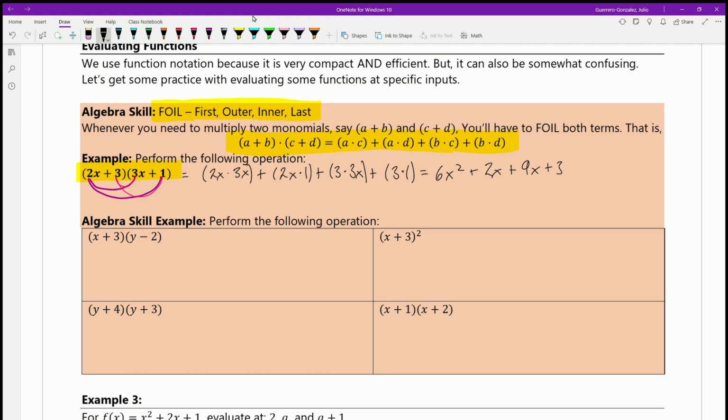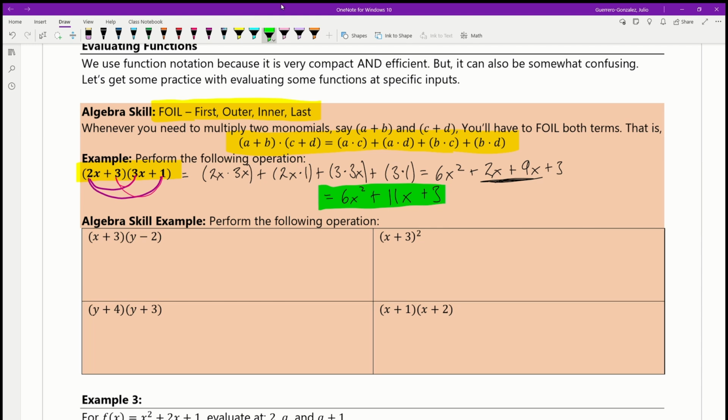Okay. I can reduce this now. 6x squared, that can't reduce anymore, right? So 6x squared, I'm going to rewrite that. But I have these two right here, 2x and 9x. So it's going to be plus 9 plus 2x, 11x plus 3. This is my final answer. So if I need to multiply these two things out, this is what it would be.